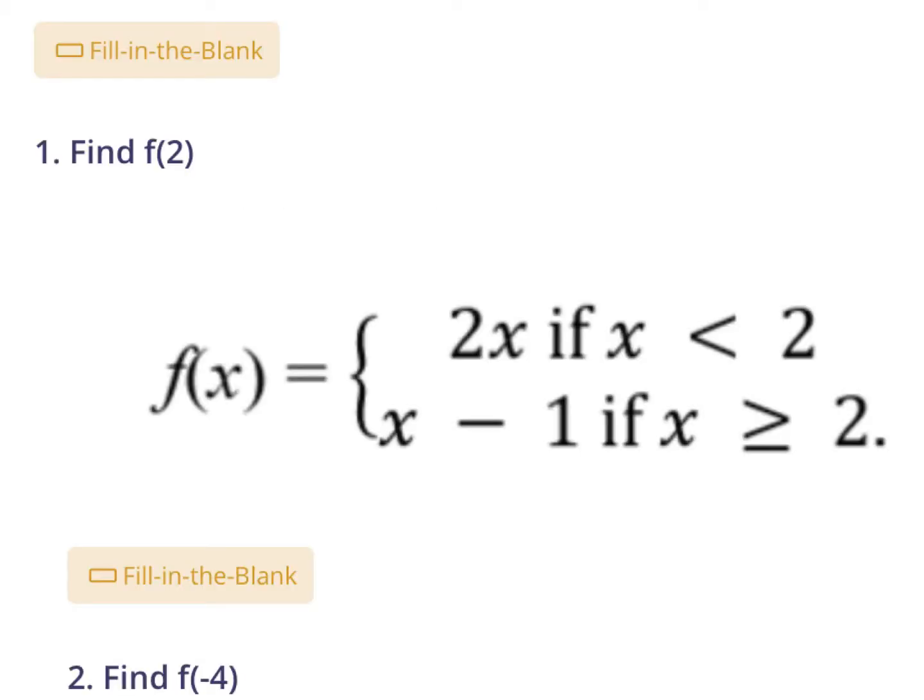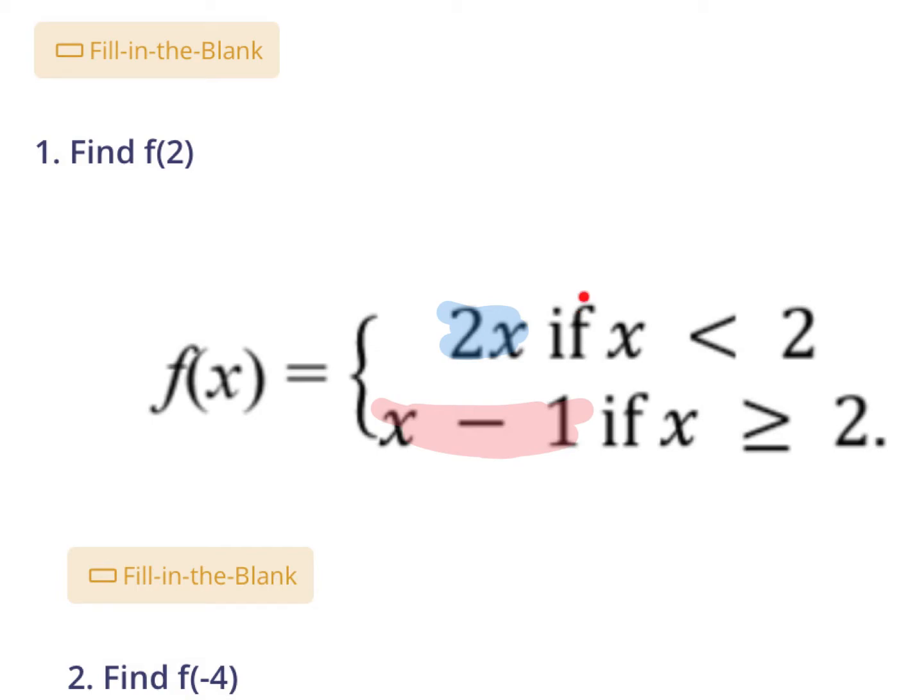It says find f of 2. This is a fill in the blank. This is function notation telling you to plug in the number 2 into the x of the f of x function. Here's the f of x function. Here's the machine. The question is, which one do we use? Do we use the top one or do we use the bottom one, the x minus 1? That all depends on your condition.